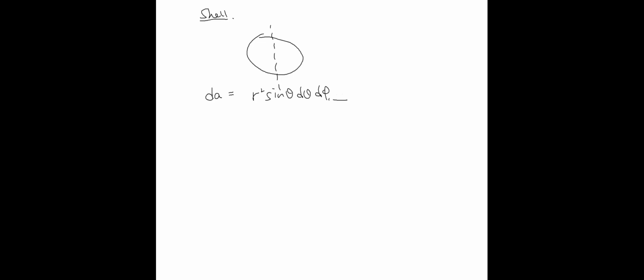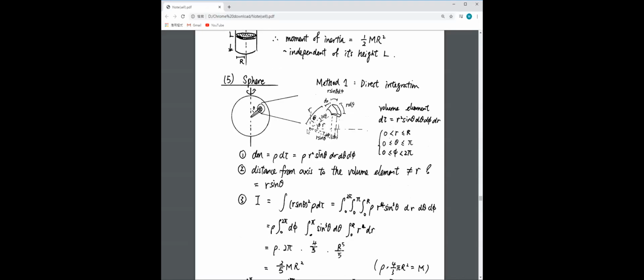Maybe I just share the screen. So I just need to change it a little bit. What I need to do is cross out the dr and make this one sigma. This is mass over volume, mass over surface area. Yes, so this is a sigma. So you don't have this part, and then this is r squared. I think the final answer you should get is 2/3 ml squared.